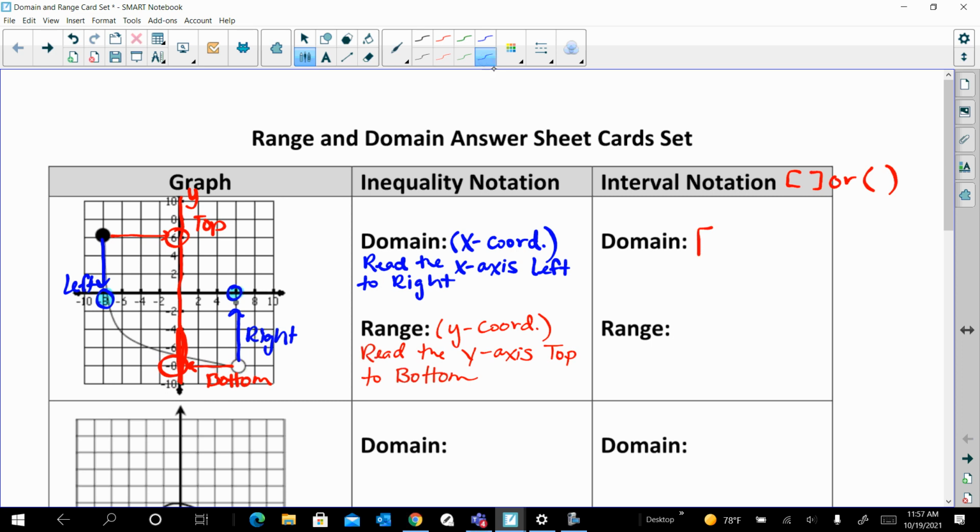Oh, that's supposed to be blue. Sorry. So it's closed at -8. Then comma. Then I go down here. It was an open circle, so that is going to be parentheses. So we have -8, comma 6. It should be bracket, parentheses.